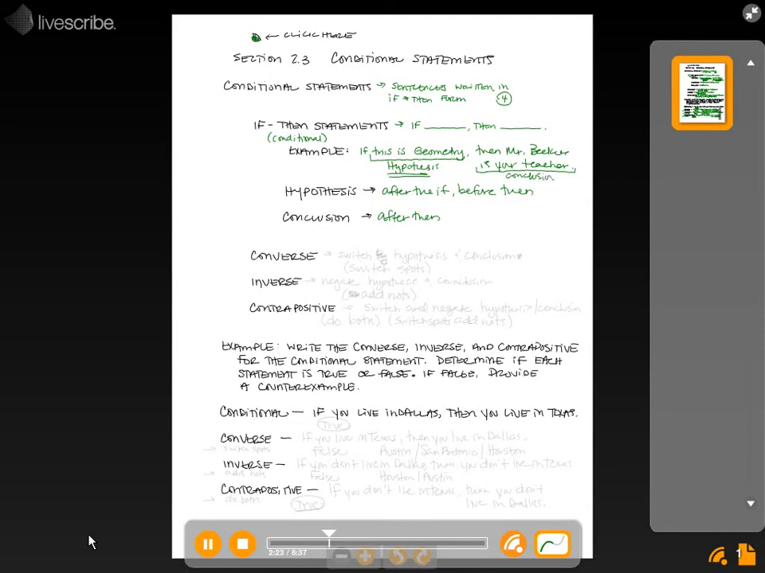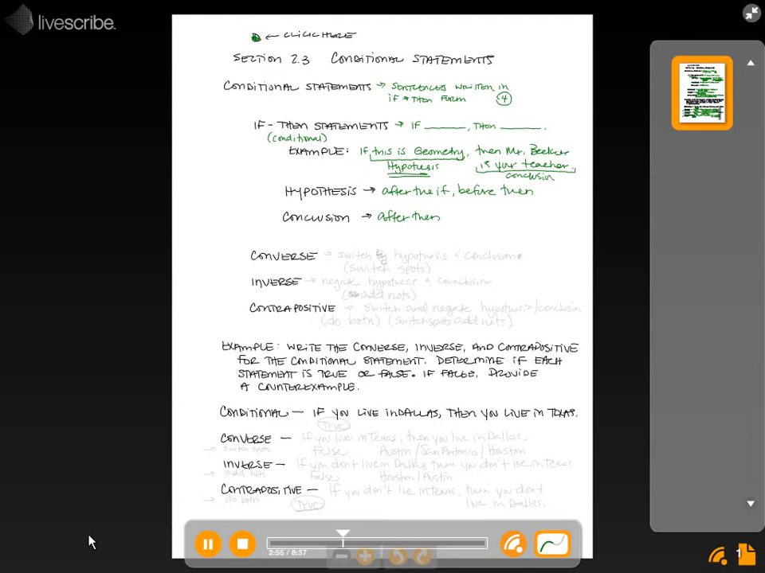Okay? Sometimes you may see them written in the wrong order. You may have the then part first. It may say, Mr. Beckers is your teacher if this is geometry. So you need to pay attention because it may not always be hypothesis first, conclusion second. They may be backwards. And we'll talk more about that in class. But know that what's between the if and the then, basically what's after the if is the hypothesis, and then the ending part, what's after the then, what should happen, is the conclusion.